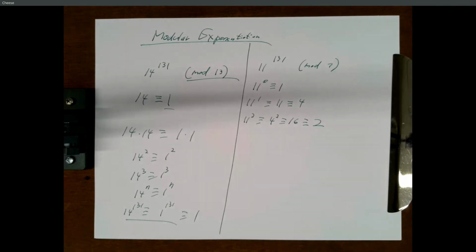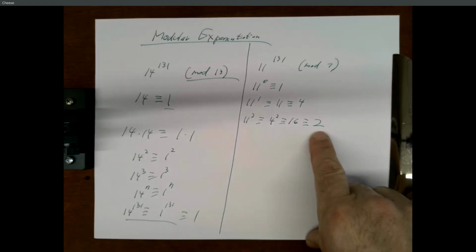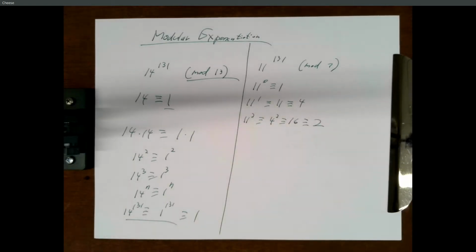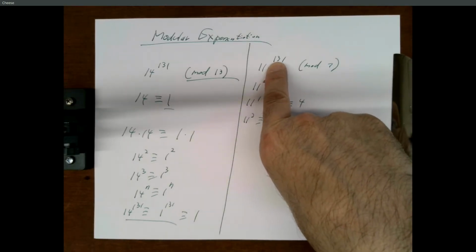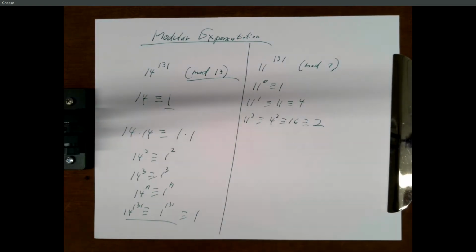Now I can do this 131 times, and I'm never going to have to work very hard. In fact, 2 squared is going to be 4, 4 squared will be 16, which will be 2. I'll just keep alternating between 2s and 4s. I've got to do a little bit of work, but I don't want to do that little bit of work 131 times. That's still a lot of writing to do. So here's what I'm going to do. I'm not going to calculate every power of 11 all the way up to 131. I'm just going to calculate the powers that are powers of 2.